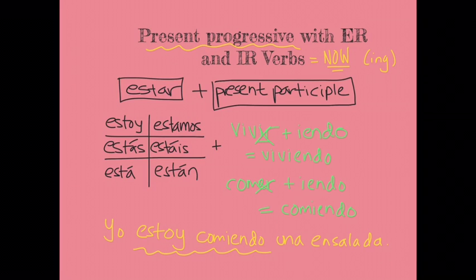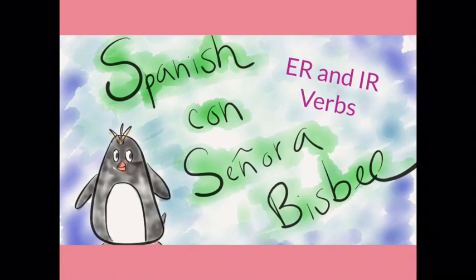And again, you need to use both parts, estar and then the present participle, to be able to use this tense completely. All right, so that's an overview of how to conjugate ER and IR verbs in the present tense and how to use them in the present progressive. Make sure to practice. This takes memorization. You should just know these endings off the top of your head.